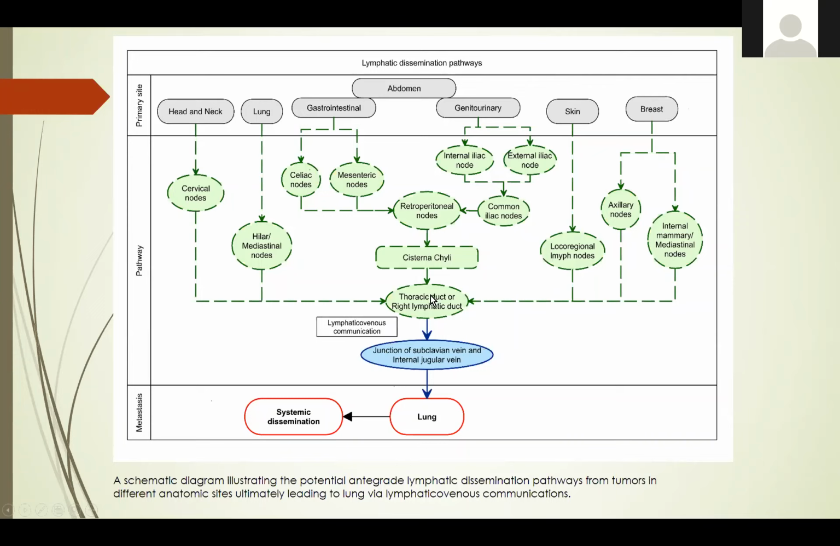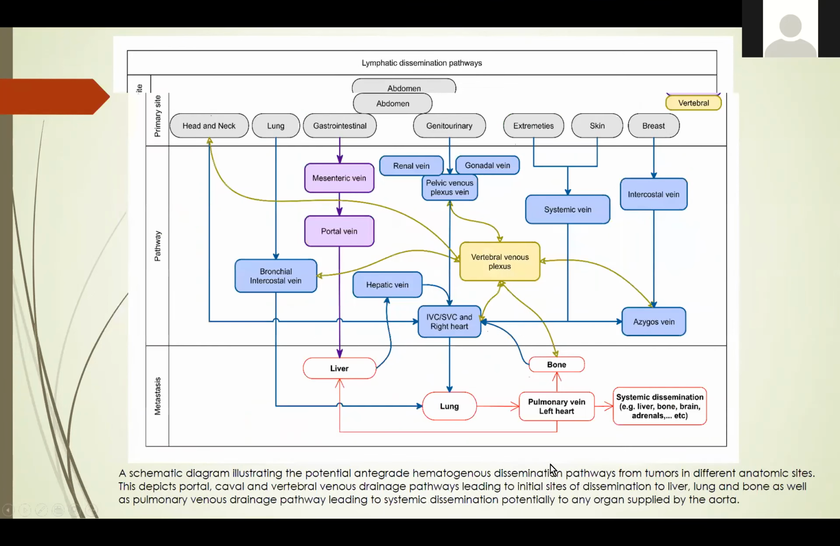So the lymph nodal spread and hematogenous spread kind of blend in at this point. They drain into the junction and then into the heart, from the right heart into the lung, and then from the lung it can go to systemic dissemination.